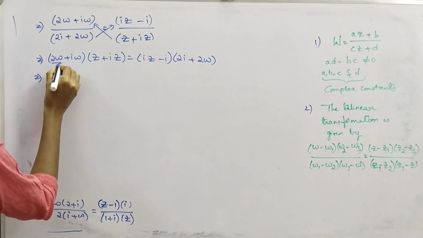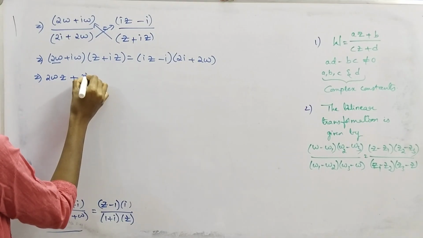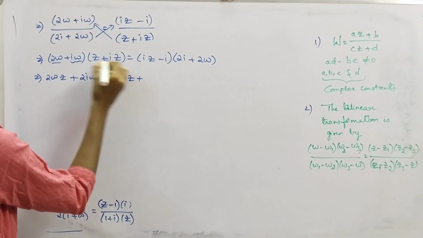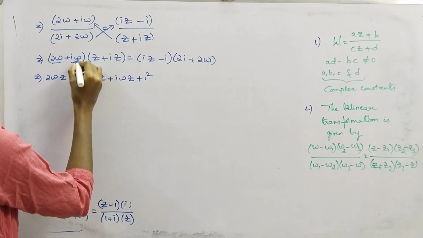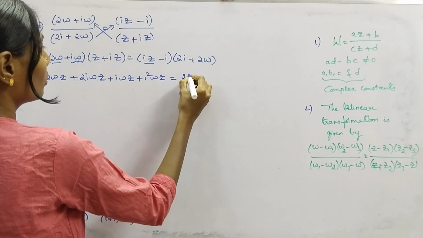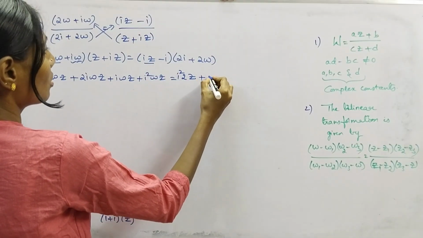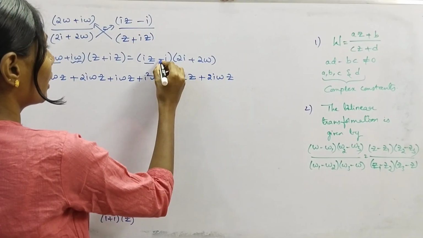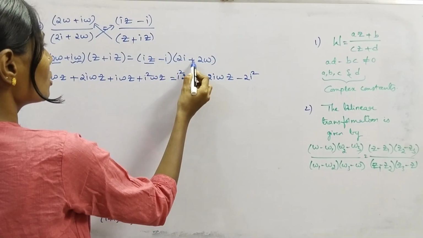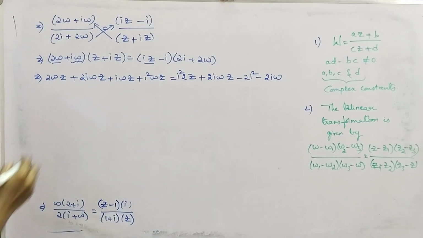This gives us 2 omega into z, 2 omega z, plus 2 omega into iz, 2i omega z, plus i omega into z, i omega z, plus i omega into iz, i squared omega z, equal to iz into 2i, i squared 2z, iz into 2 omega is 2i omega z, minus i into 2i, 2 i squared, minus i into 2 omega is 2i omega. Okay, fine.